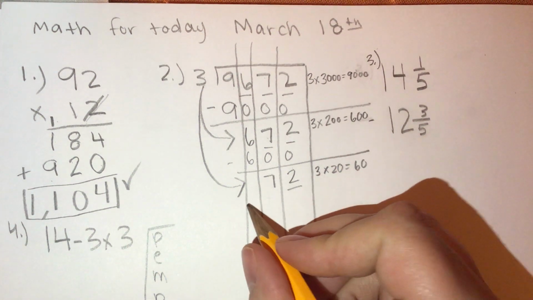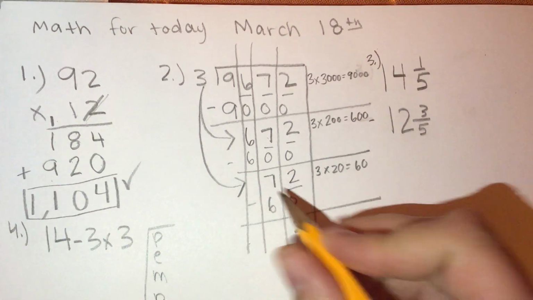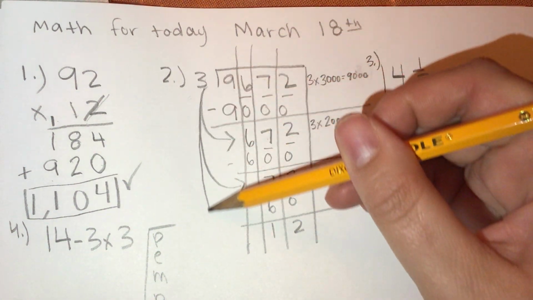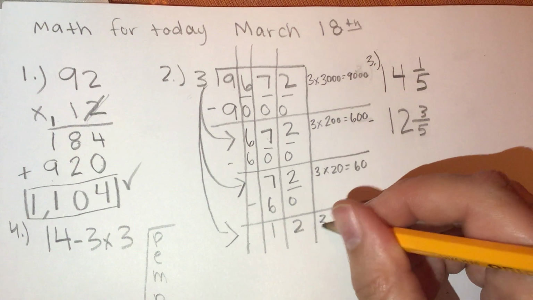So 72 minus 60. 2 minus 0 is 2. 7 minus 6 is 1. Perfect. So now I'm looking at 3 going into 12, and I know 3 times 4 equals 12.